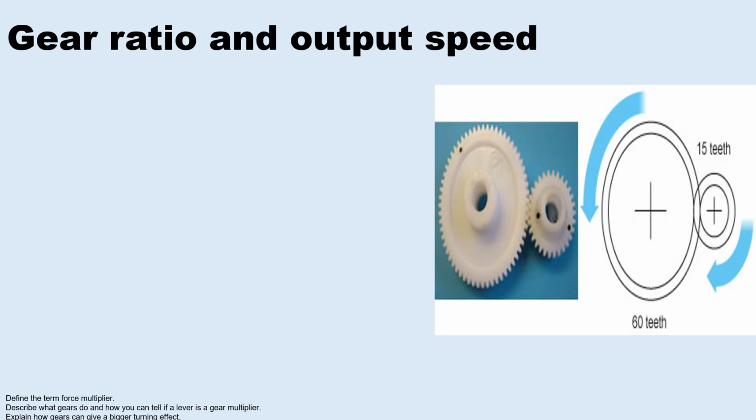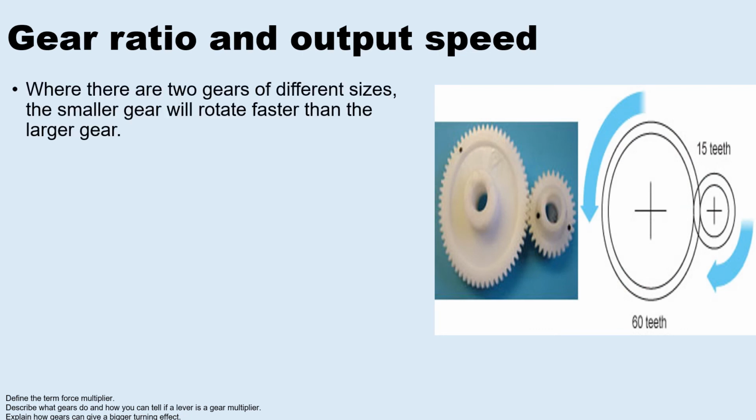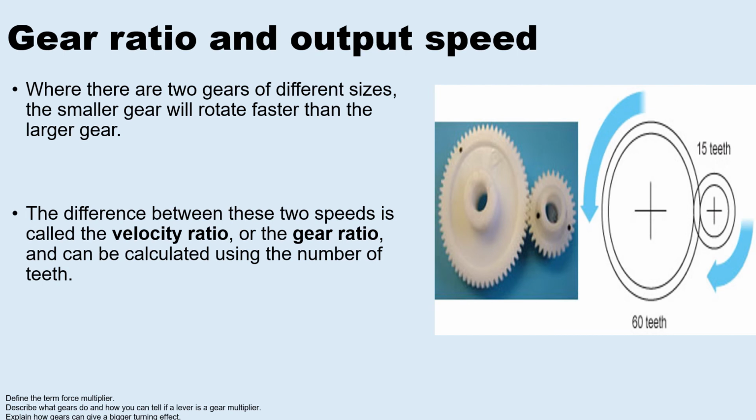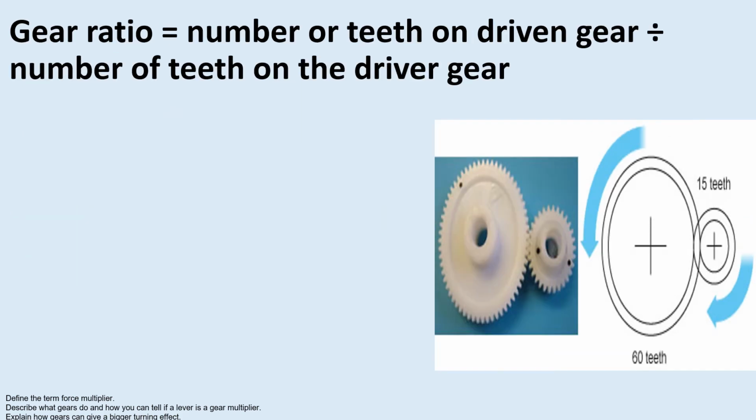So here's a bit of maths that we need to introduce here. So where there are 2 gears of different sizes, there is a small gear which will rotate faster than the larger gear, and the difference between these 2 speeds is called the velocity ratio or the gear ratio, and it can be calculated using the number of teeth that the gear has. So here's your formula that you need to know. The gear ratio is the number of teeth on the driven gear divided by the number of teeth on the driver gear. So make sure you write that down and highlight it and make it very visible for you to use later on.